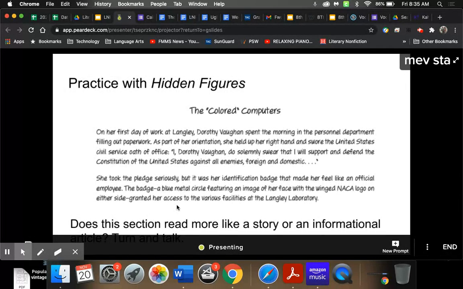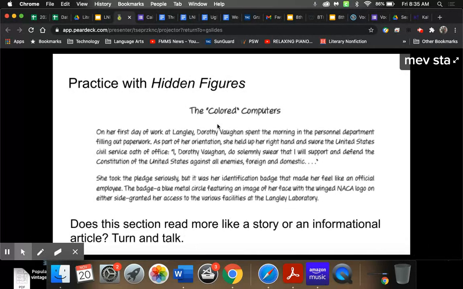So we're going to practice this. This is a new section from Hidden Figures. I know we had reread something yesterday, okay? So we're going to practice this, and in a moment you are going to turn and talk to somebody around you, and you're going to see, okay, is this more informational or is this more like a narrative story?